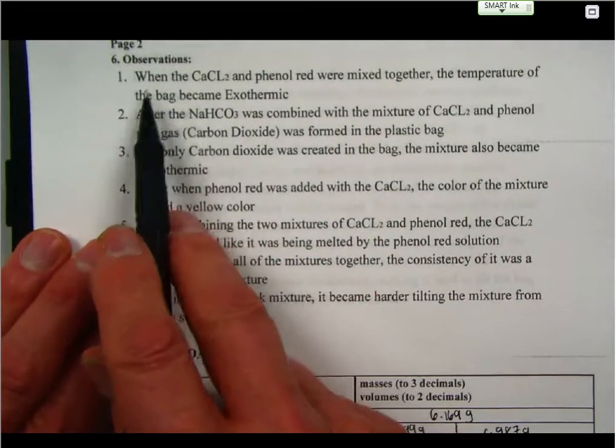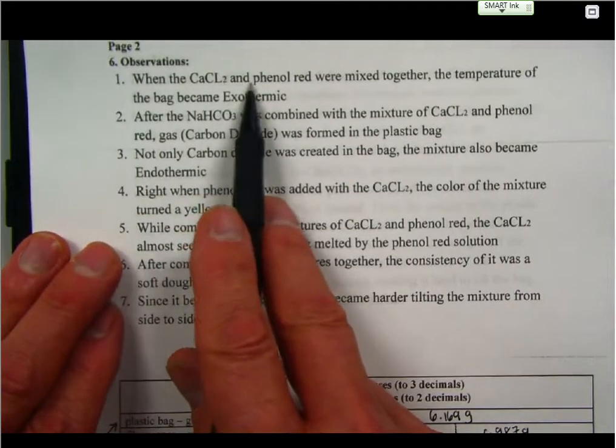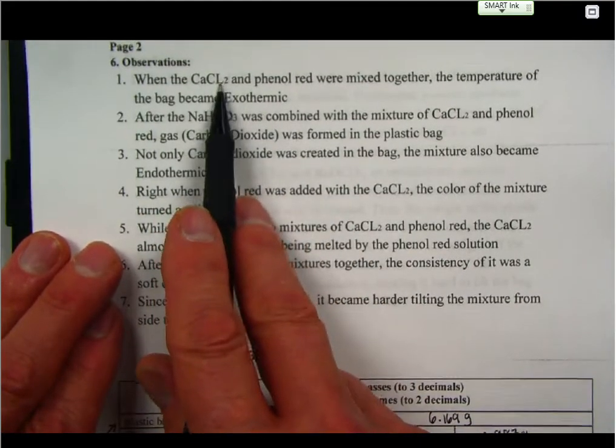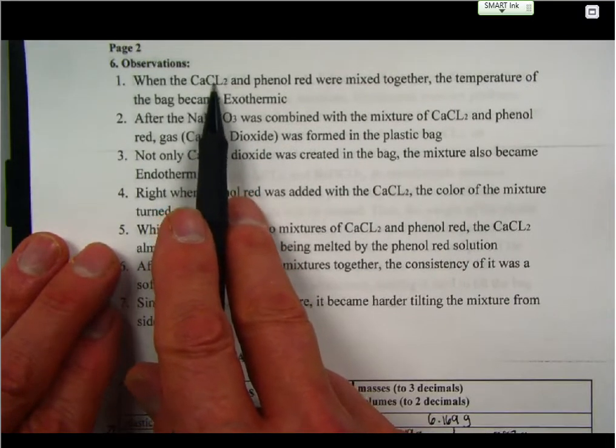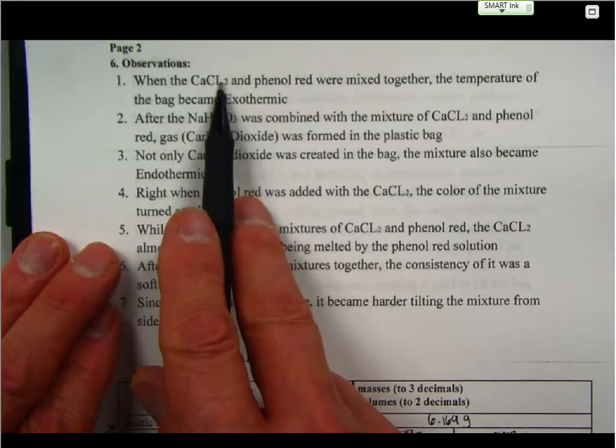Now let's see about observations. When the calcium chloride and phenol red, this is a net, it's just something you're not familiar with yet. With chlorine, it's a capital C, lowercase l.